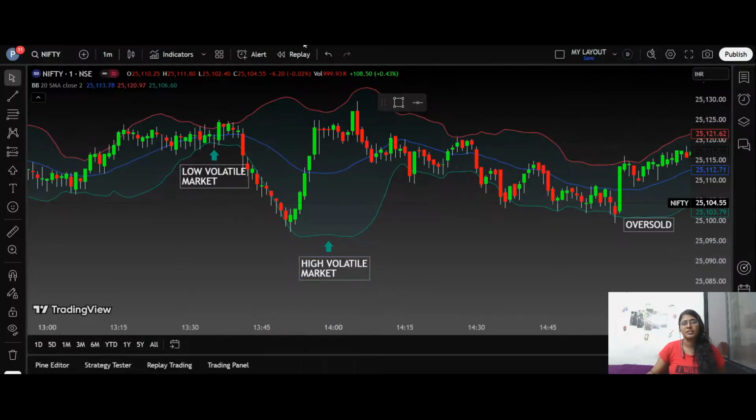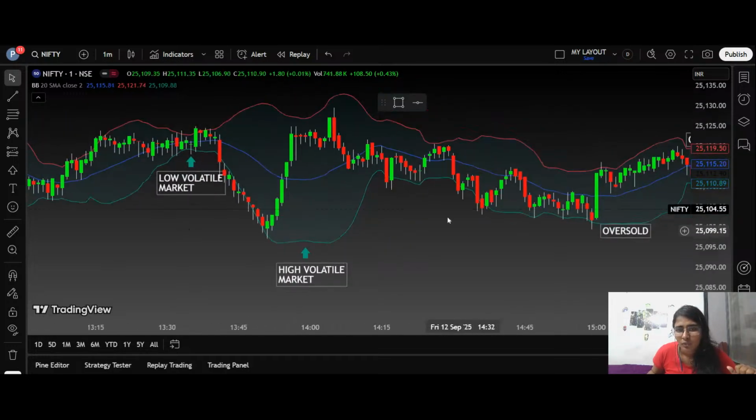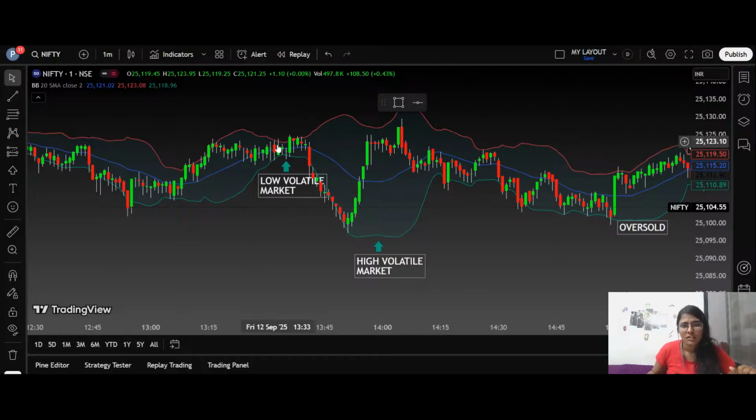So this is squeezed. What do I wait? This squeeze section is a very low volatile market, and this is a very wider section. The red line and green line are very far from each other. Then we call it a very high volatile market. Hope you guys understand the meaning of volatility.